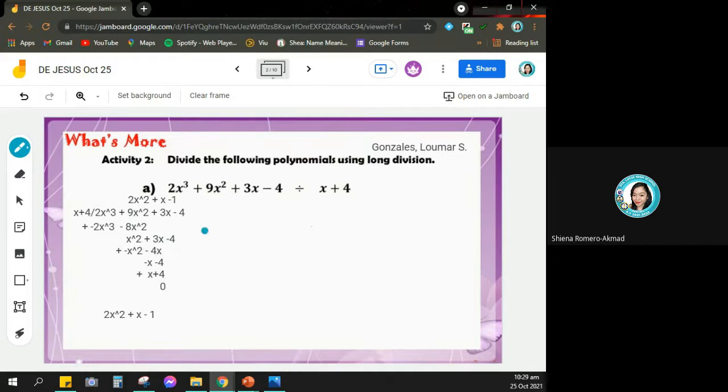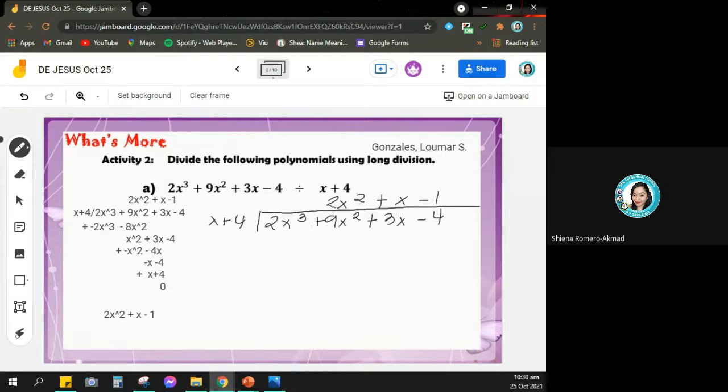Ang hirap magsulat dito, no? So, gamit tayo ng itim. Dire-diretso ko na ha. So, we have 2x cubed plus 9x squared plus 3x minus 4, divided by x plus 4. So, isusulat ko lang ng maayos yung sagot niya. Ang sagot niya ay 2x squared plus x minus 1.